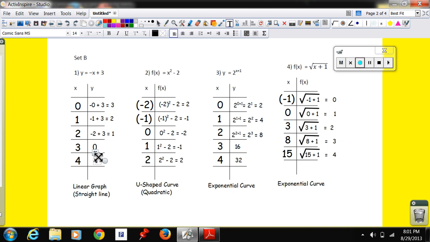All right, so you can see the pattern there. As you go up by 1 on the x, you're going down by 1 on the y values. So that's a linear function. That's going to be a straight line.